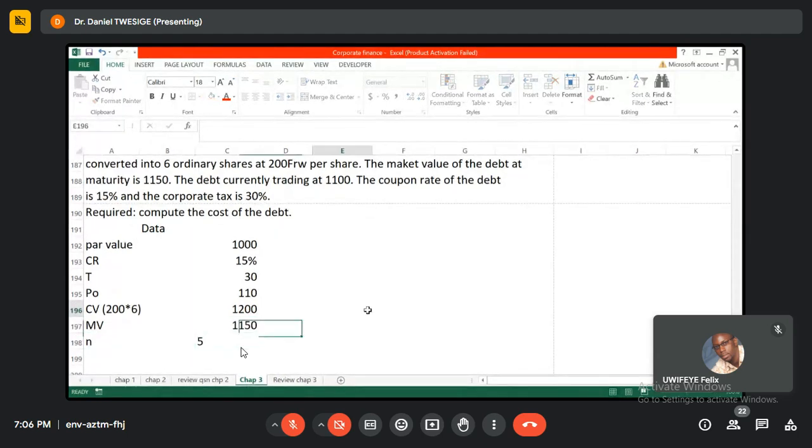Where are you getting this price of 110? It is 1,100. Yes. So what are you getting?